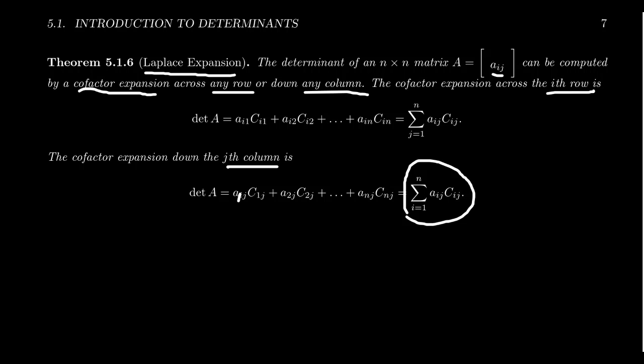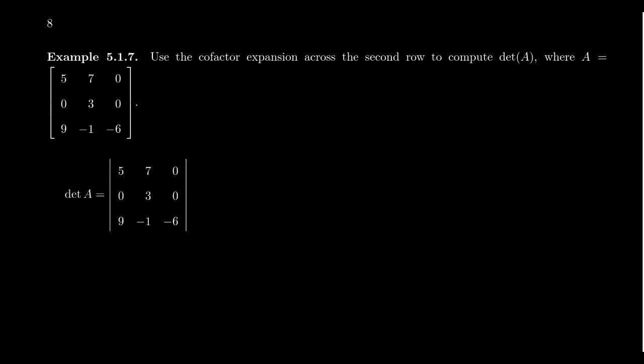When you compare these two formulas, they almost look identical. If you look at the sigma of Aij Cij, that part looks exactly the same. The difference, of course, is in the dummy variable. When you have a fixed row, it's the columns that change, the variable j. If you have a fixed column, it's the rows that change, the variable i, with j fixed, because you can expand across any row or column.